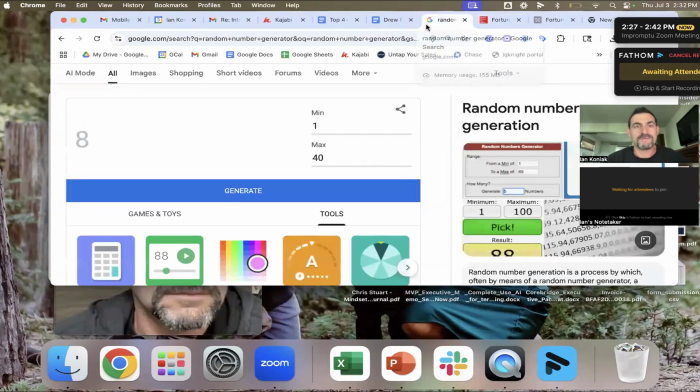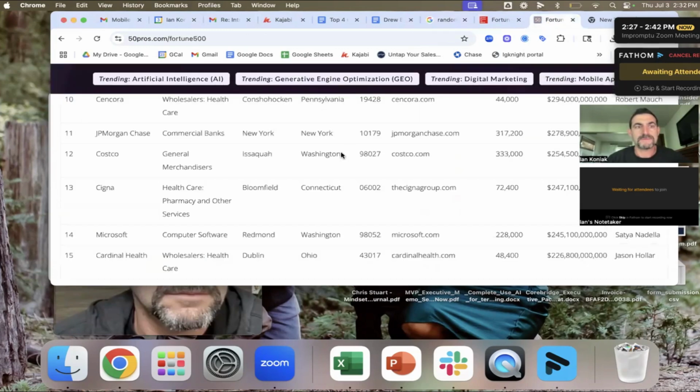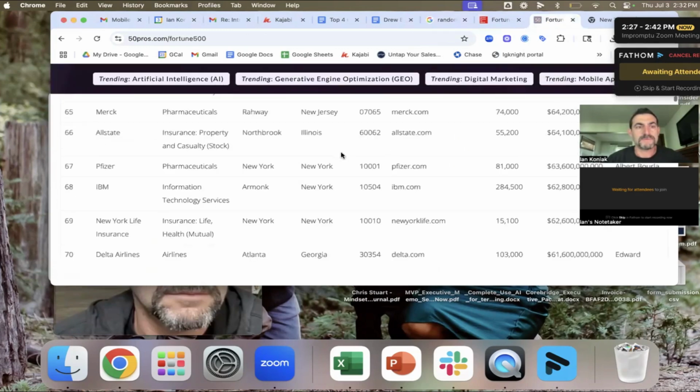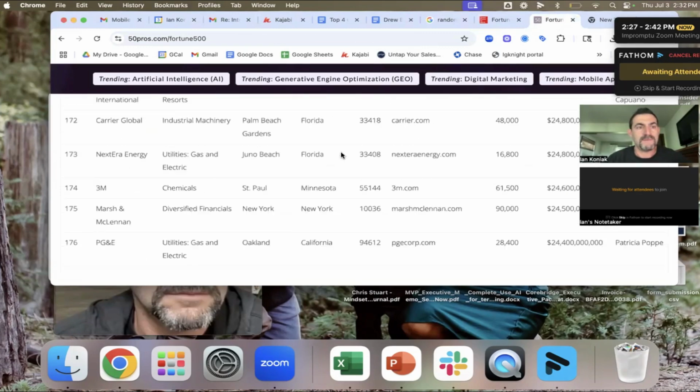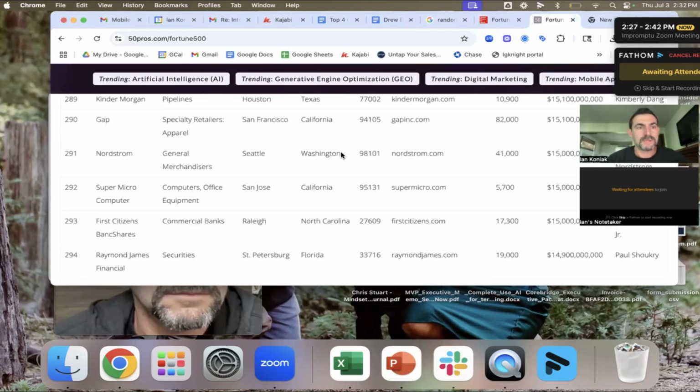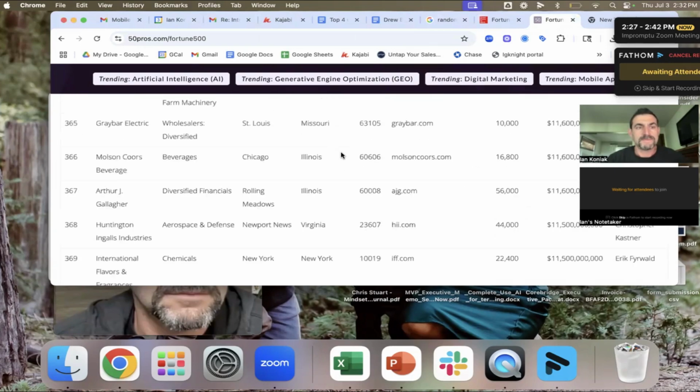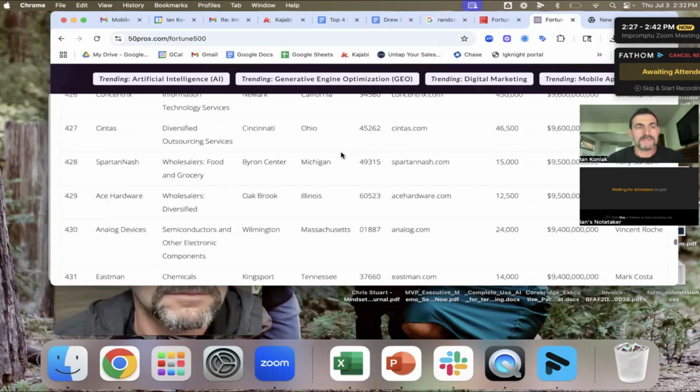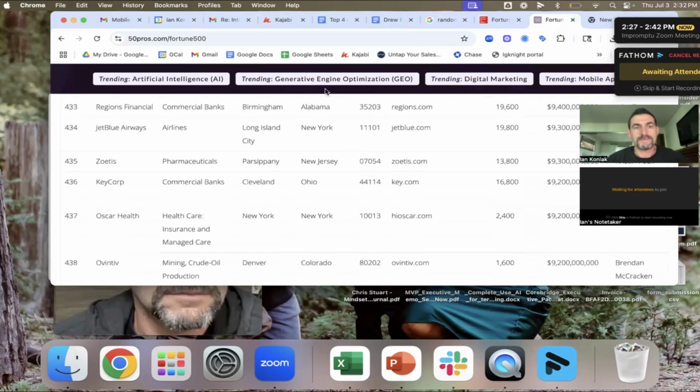And then we're going to do the Fortune 500. So let's look at 1 through 500. We'll generate, and this is 436. Okay. So we're going to sell Workiva to a company called, I think it was 436, KeyCorp. I don't know what KeyCorp is. I don't know what Workiva is.